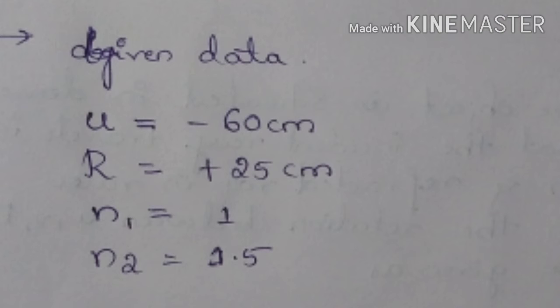So, the value of u is taken as minus 60 centimeter. Why? Because we are measuring the distance of u opposite to the direction of the incident ray. So, we are taking the value of u as minus 60 centimeter. If you observe the r value, r here is plus 25 centimeter. This value is measured in the direction of the incident ray, hence the value of r is positive and the value of u is negative. N1 is 1 and n2 is given in the question, that is 1.5.